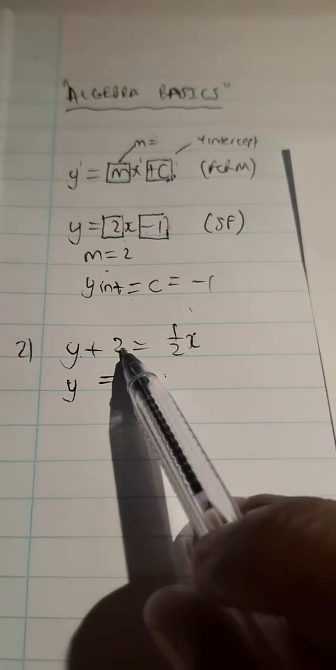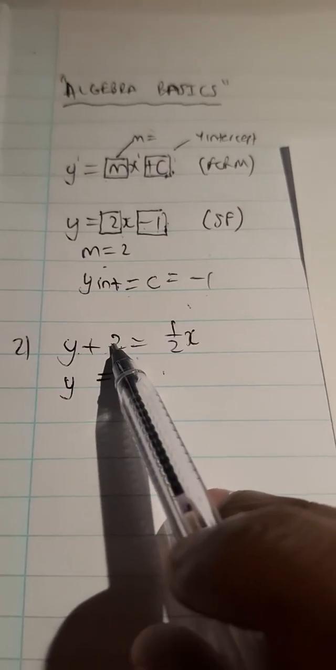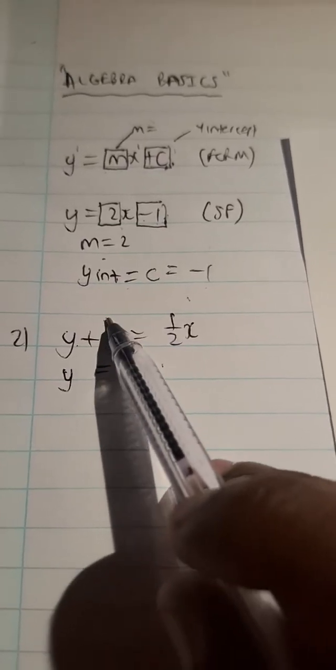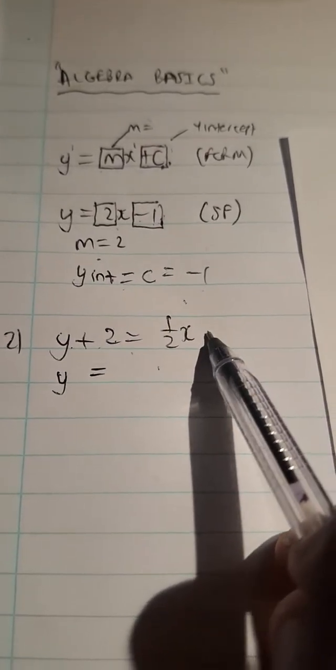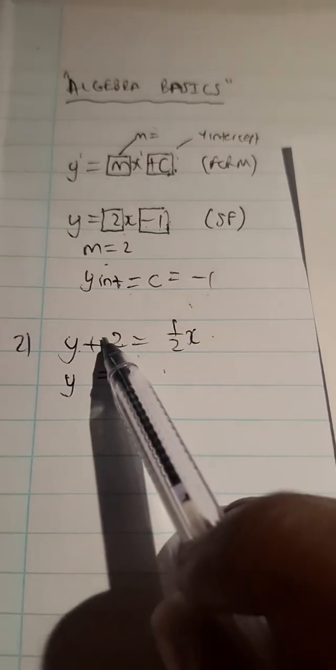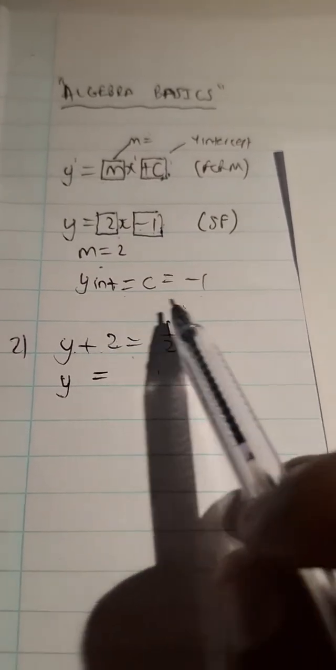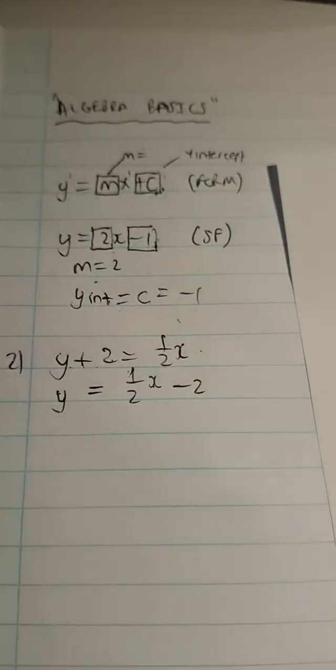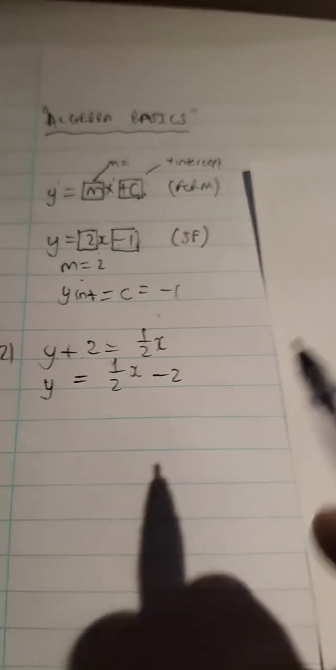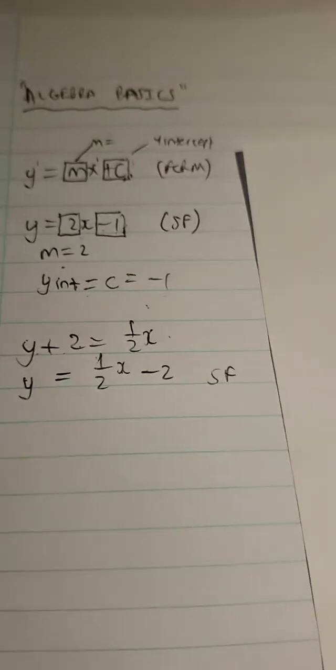The y needs to be alone on the left, equal to. This 2 is going to transpose or cross over the equal sign and go to the right hand side. It is currently positive. When it crosses over, it becomes negative. So I'm now going to have half x. The 2 becomes -2. Does that make sense? So now my equation is in standard form.